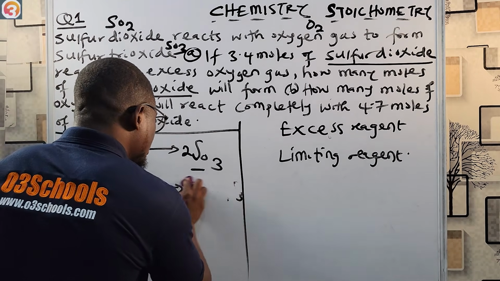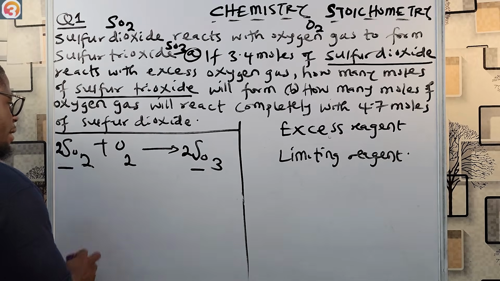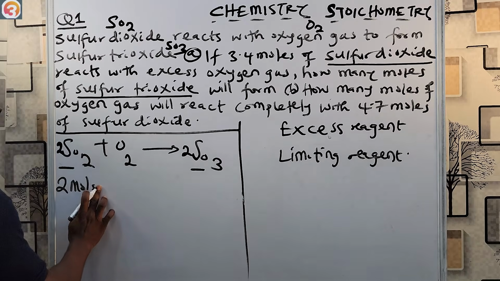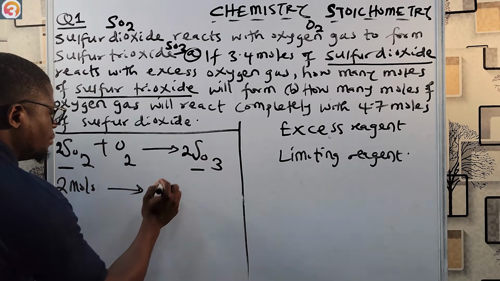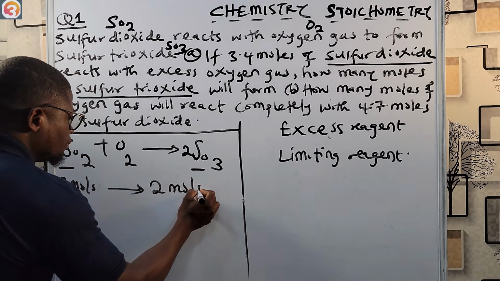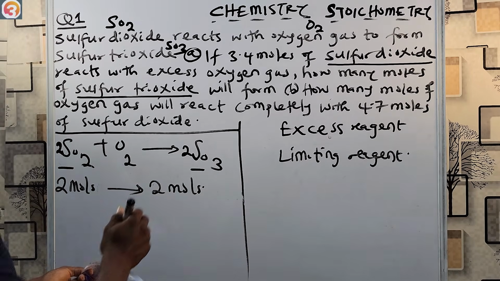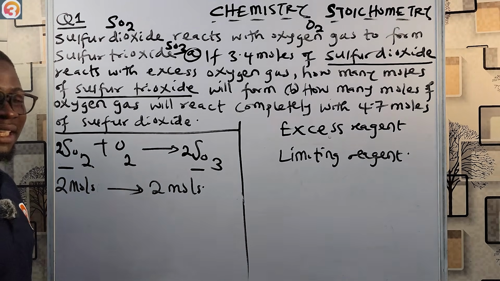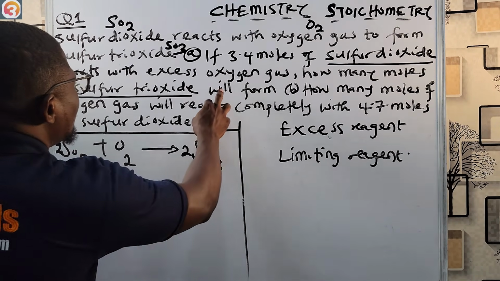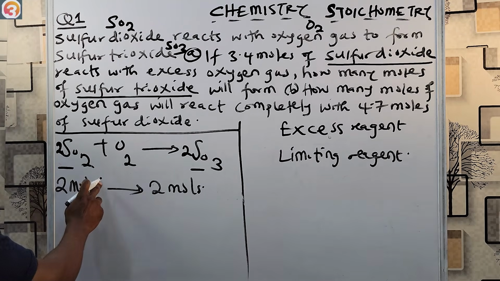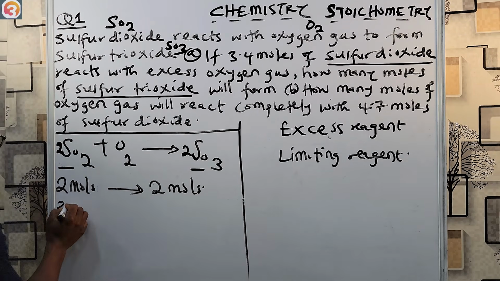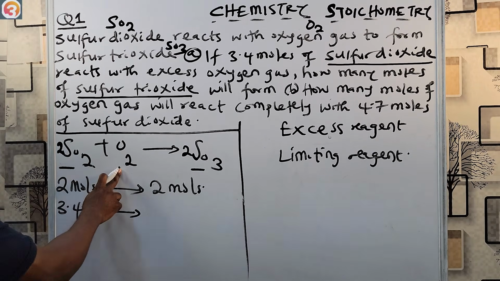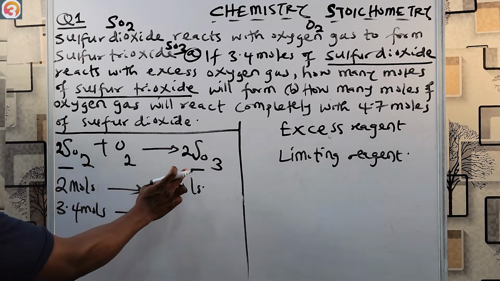I want to take this up so that we can have a bigger space. If I say 2 moles react with how many moles of SO3? 2 moles. Now we're given that if 3.4 moles of sulfur dioxide react with excess oxygen gas, how many moles of SO3 will be formed?